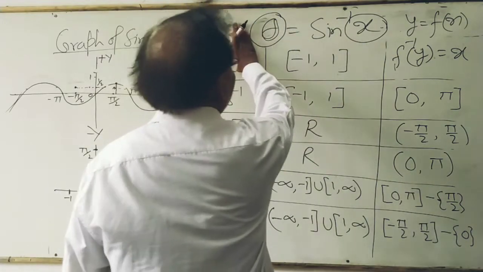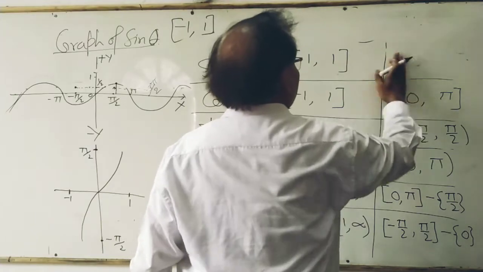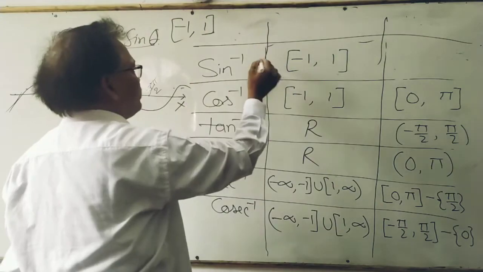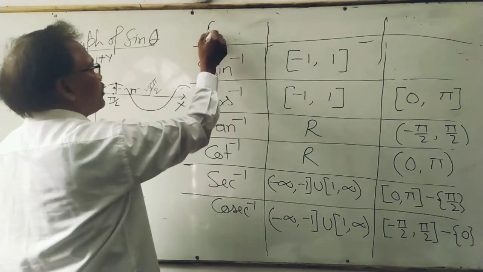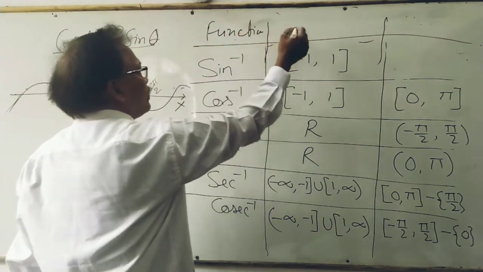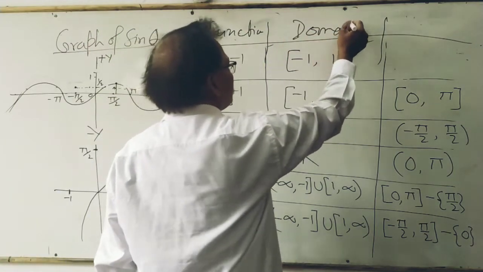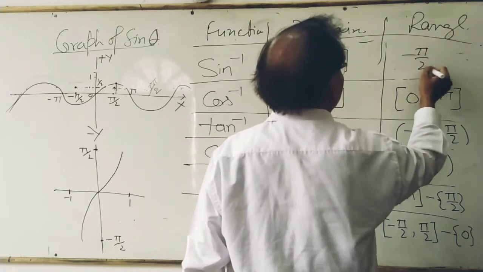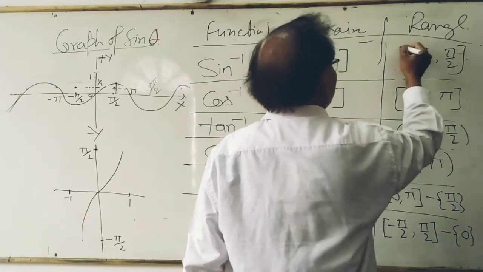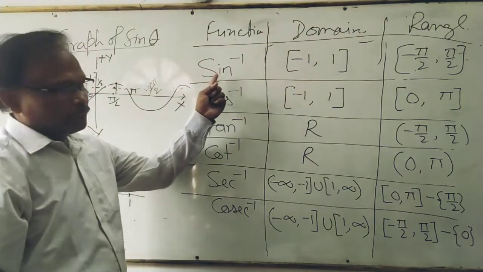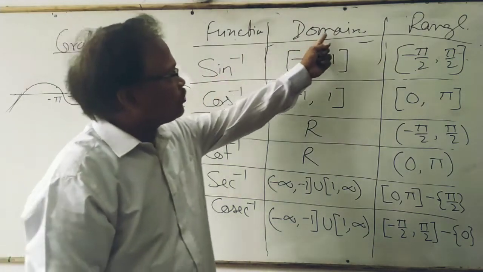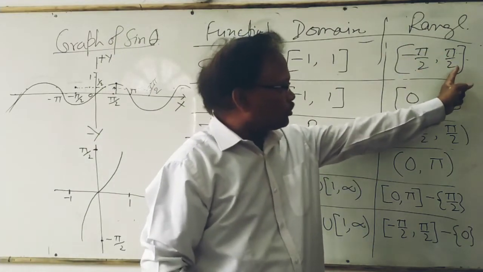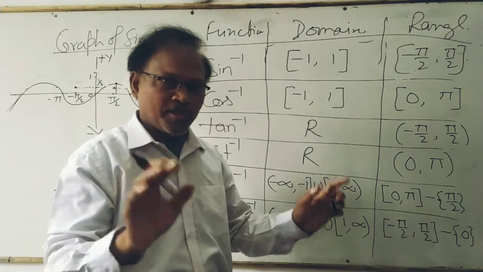तो हमने यहां पे लिखा हुआ है, आप देख सकते हैं कि ये कुछ टेबल बनाई है. This is the function, domain and range. Okay, sine inverse function के लिए what is the domain? -1 to 1. The range is minus pi by 2 to pi by 2, both inclusive, मतलब दोनों क्लोज ब्रैकेट में है.